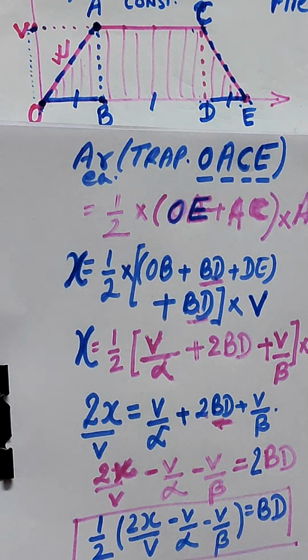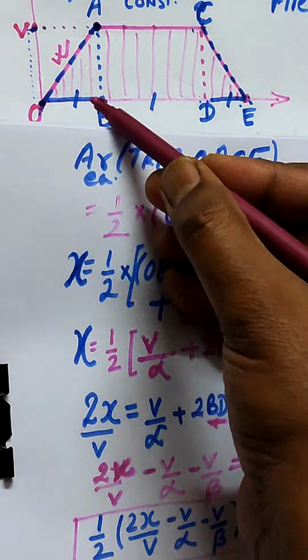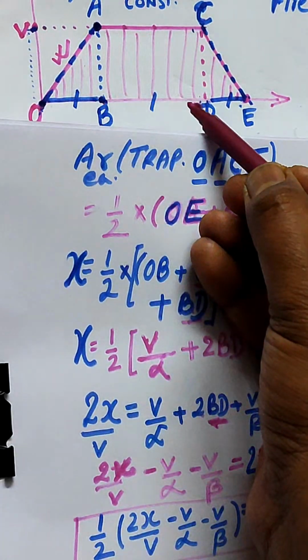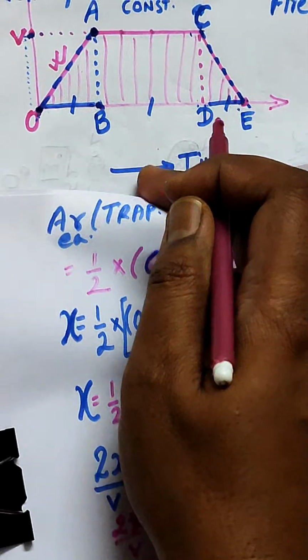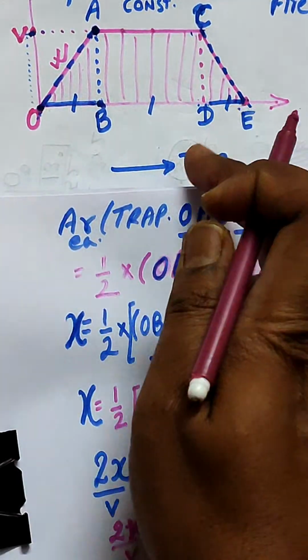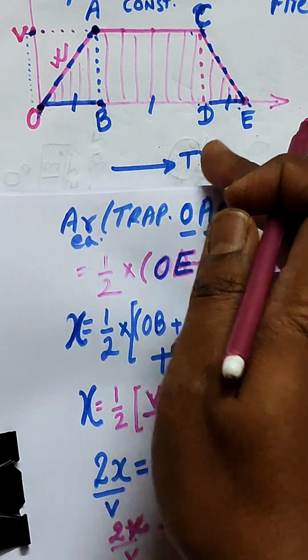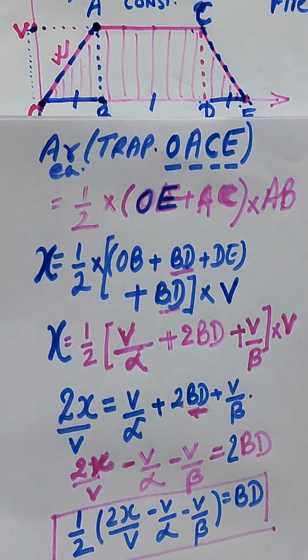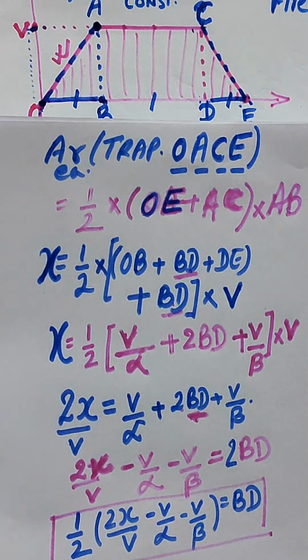Now let us write the total time. Total time is O to B and then B to D, then D to E, right? You can see this is a time graph. X axis is just used for locating the time. So OB plus BD plus DE.